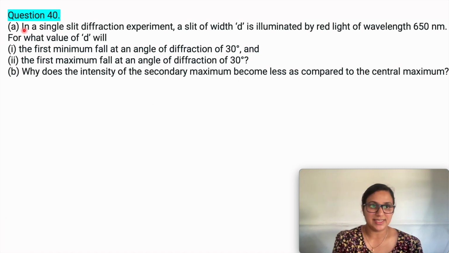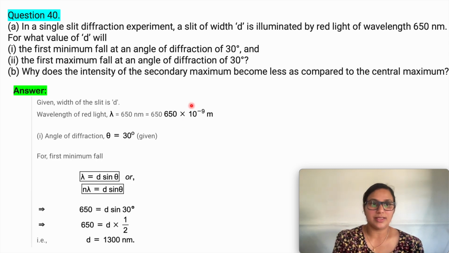Question number 40. In a single slit diffraction experiment, a slit of width d is illuminated by red light of wavelength 650 nanometer. For what value of d will the first minimum fall at an angle of diffraction of 30 degree? Second question, the first maximum fall at an angle of diffraction of 30 degree. Second sub-question, why does the intensity of the secondary maximum become less as compared to the central maximum?